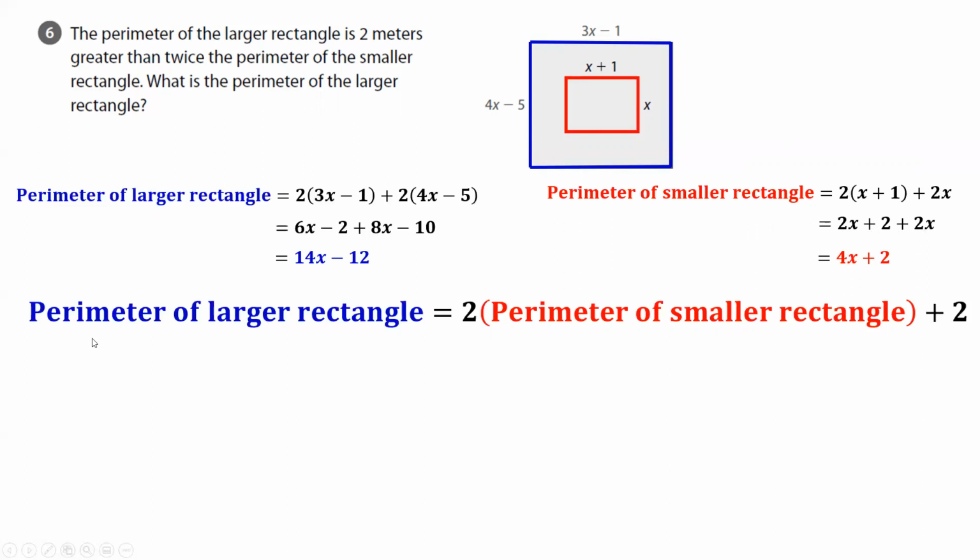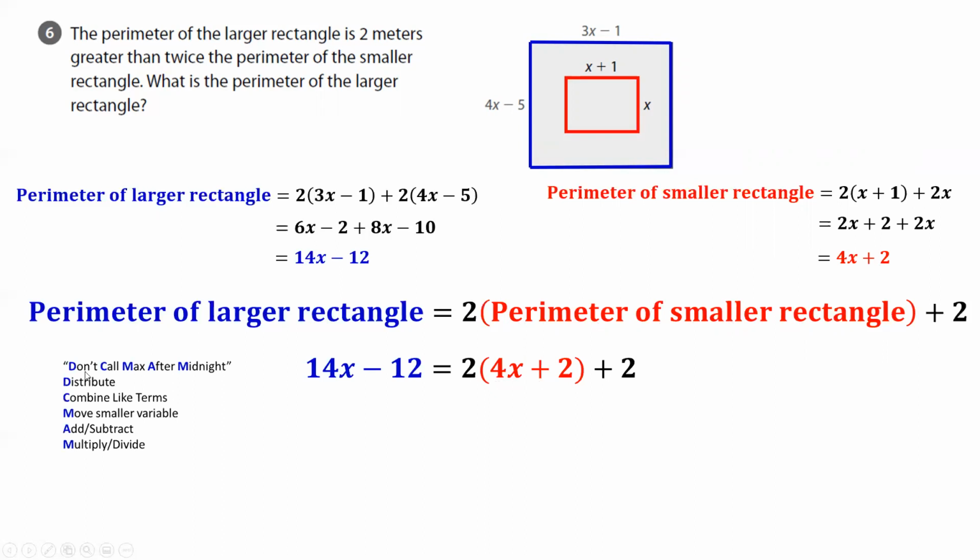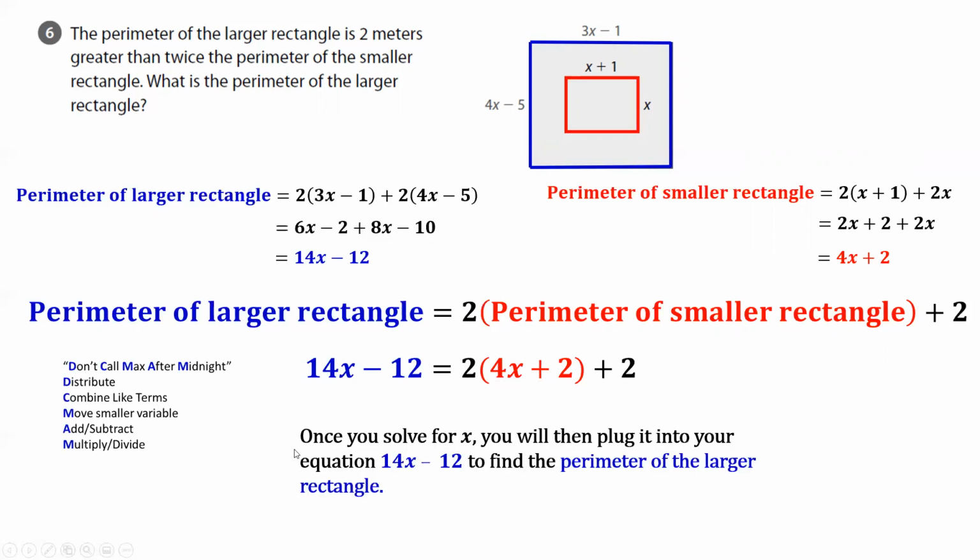Now I'm just going to start plugging them into my big equation here. Instead of writing the perimeter of the larger rectangle, I can now plug in 14x minus 12. Instead of writing the perimeter of the smaller rectangle, I can plug in 4x plus 2. So I'm going to plug that in right here. And now you would do don't call max after midnight, and you would solve for x. Once you solve for x, you will then plug it into your equation, 14x minus 12, to find the perimeter of the larger rectangle. So once again, let's say you found that x is 10.